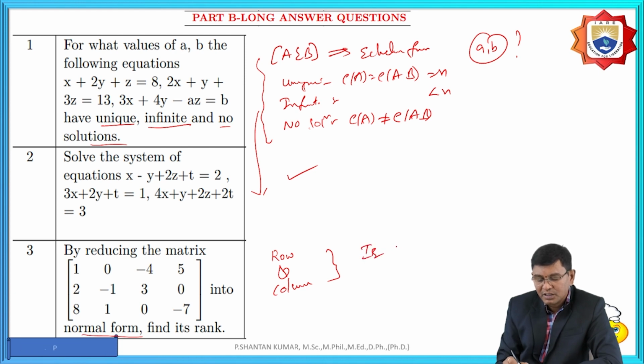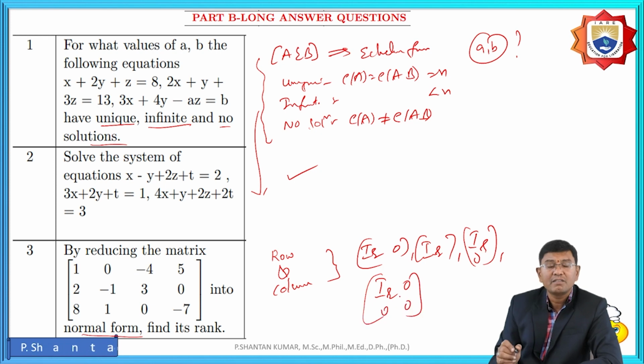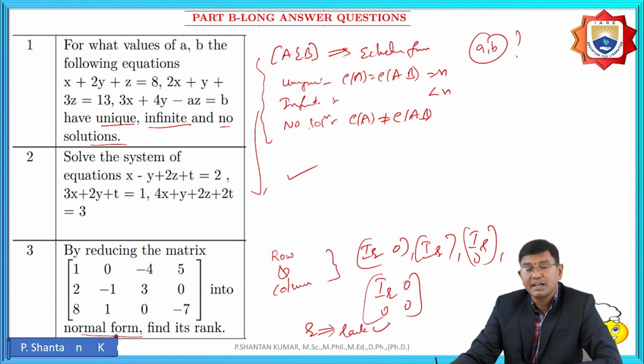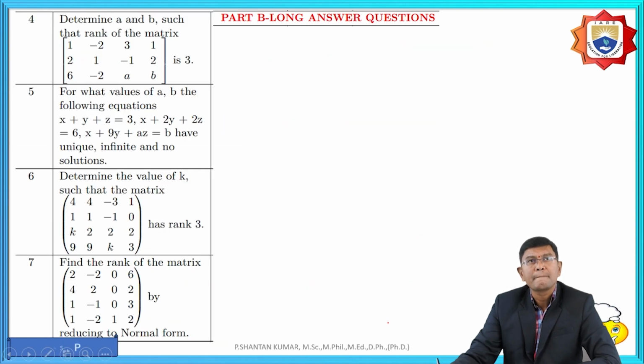We need to reduce it to I_r 0 0, or I_r 0, or I_r 0 0 0, any one of the standard forms. You obtain that matrix, and here the rank is nothing but the rank of the matrix. Based upon that, we need to reduce. Next, determine a, b such that the rank of the matrix is 3.